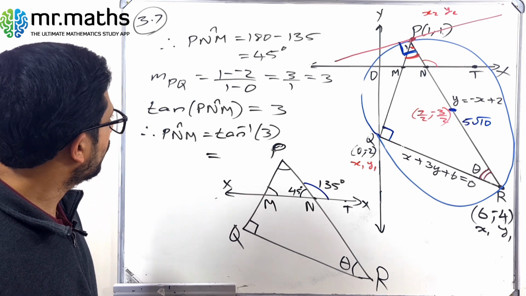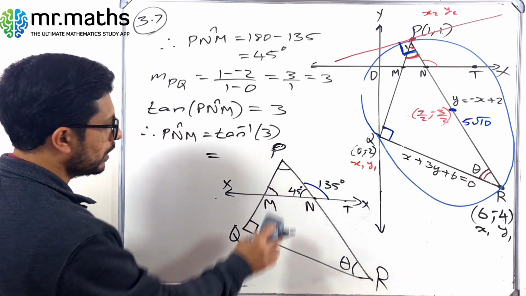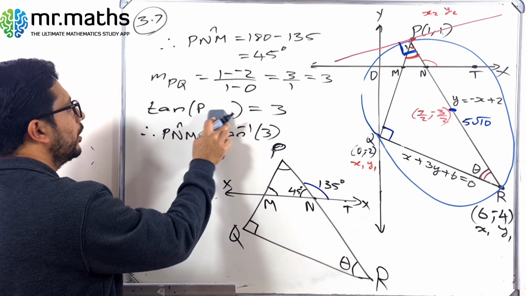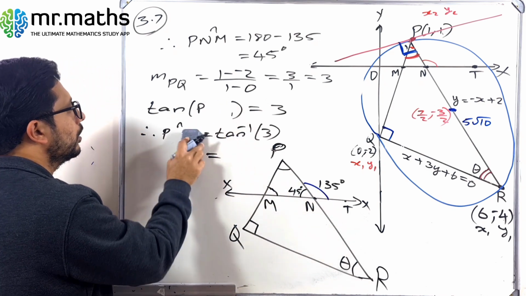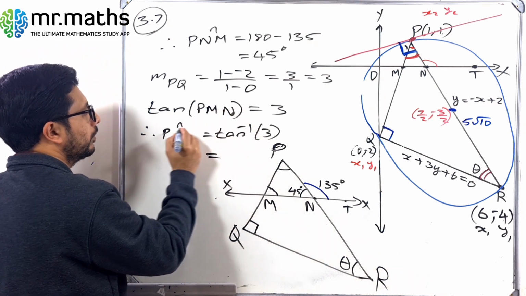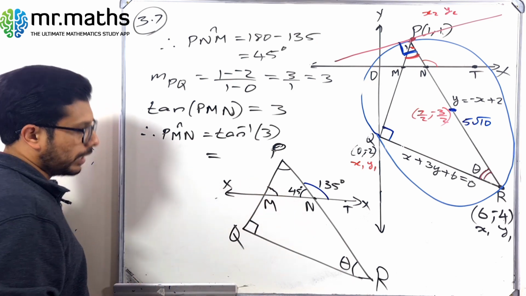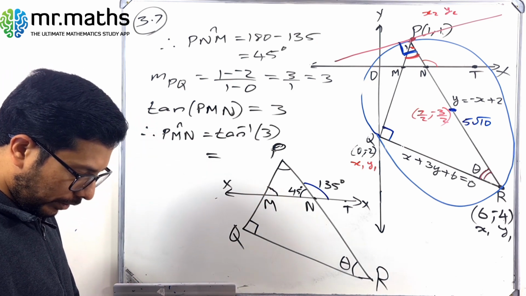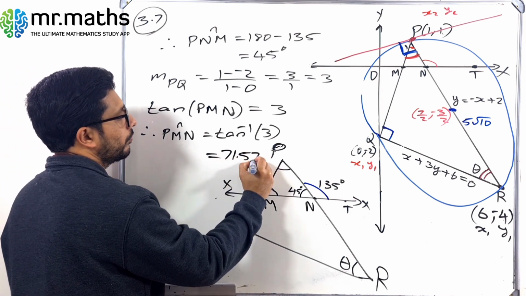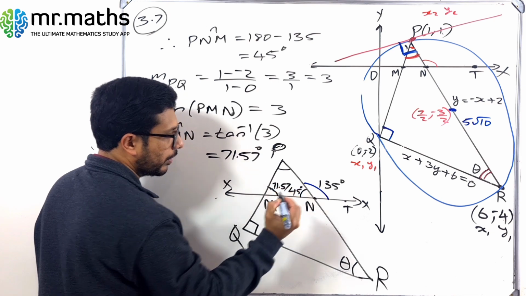Sorry, this is not PNM. This angle, how can you write? What is this angle? PMN. Am I right? This is PMN, not PNM. So this angle, what is the angle? 71.57. So here this one is 71.57 degrees. So it means that this angle is 71.57.